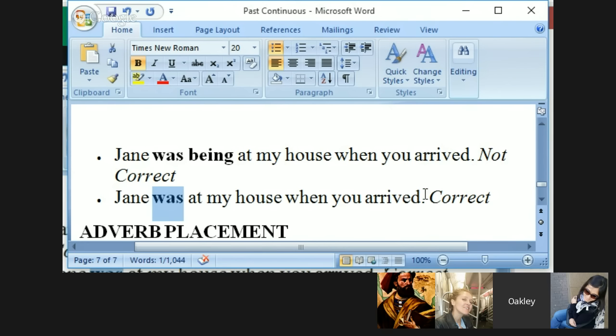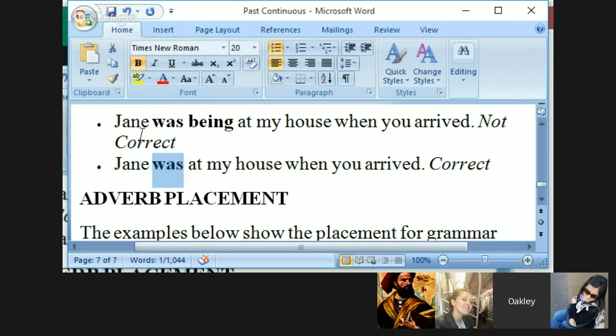Okay? Now, the verb to be is a mixed verb because I can say my children are being good, because I mean the way they're behaving, the way they're acting. He's being crazy. All right, he's acting crazy. Different meaning. I don't mean acting here. I don't mean Jane was acting at my house. It just means she existed at my house.